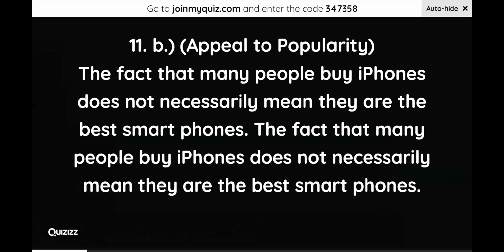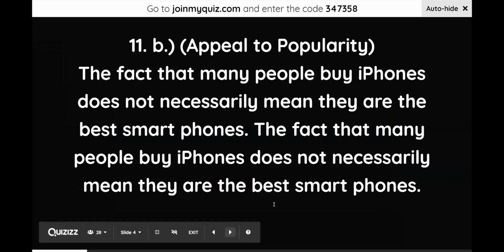Okay, so this one is, I guess, what they put in the back of the book. The fact that many people buy the iPhone doesn't mean that they are the best, right? And then I guess I copied and pasted it twice. The fact that many people buy the iPhone does not necessarily mean that they are the best. Okay. Questions about this?